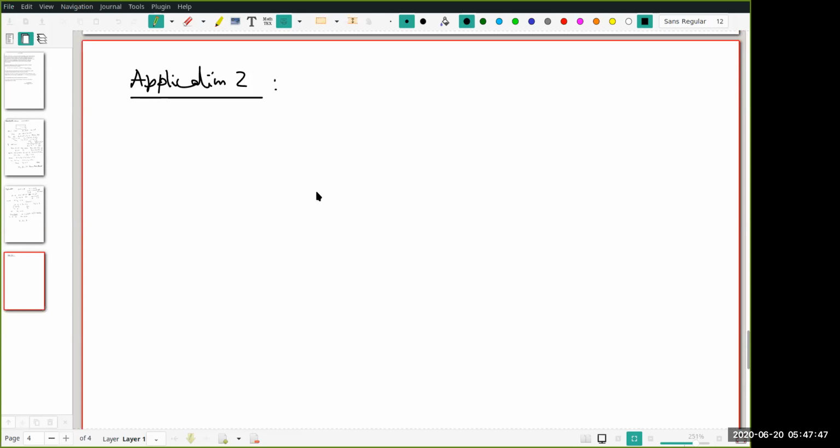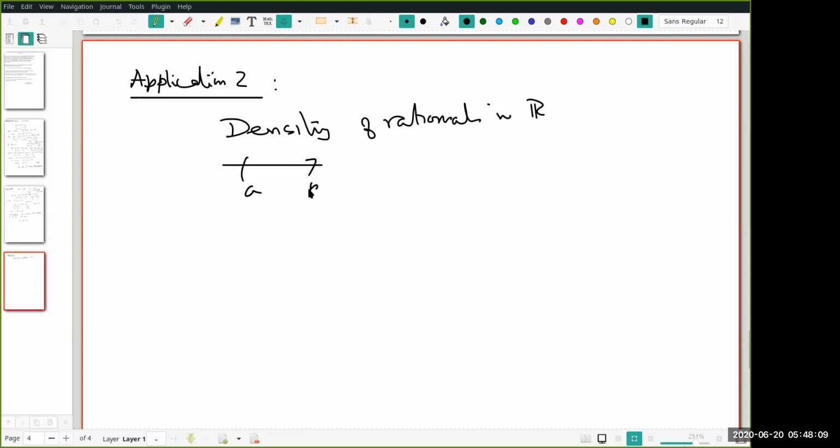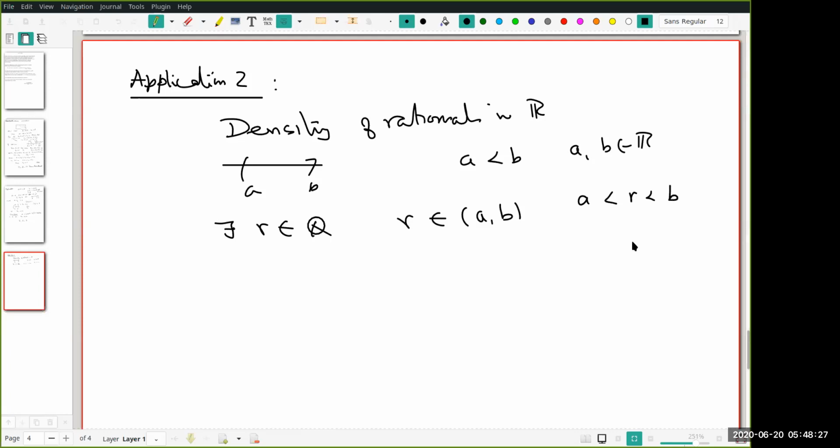The next one is something to do with the density of rationals and irrationals. I am sure all of you have learned it. What is the density of rationals? In R, it says that if you give me any interval AB, that is, given any A less than B in R, there always exists a rational number r in Q such that r belongs to AB, which is the same as saying A less than r less than B. In other words, the interval AB intersected with Q is not empty.